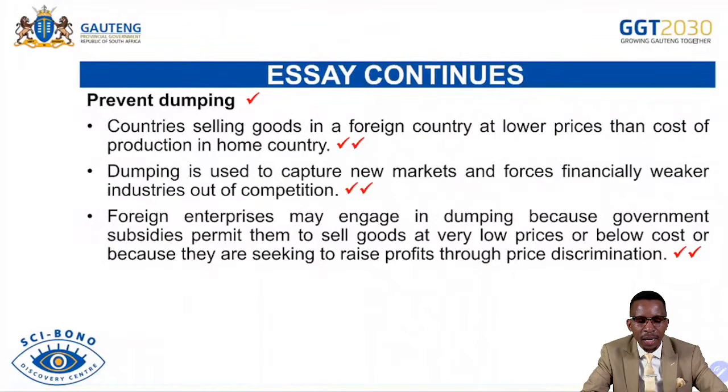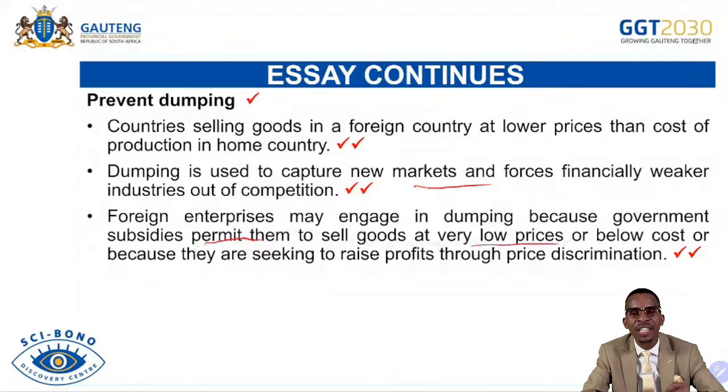Preventing dumping. This is when countries sell goods in a foreign country at a lower price than the cost of production in the home country. Dumping is used to capture new markets and forces financially weaker industries out of the market. Foreign enterprises may engage in dumping because government subsidies permit them to sell goods at a very low cost in the foreign country compared to the country of origin, which will be forcing our local industries out of the market.